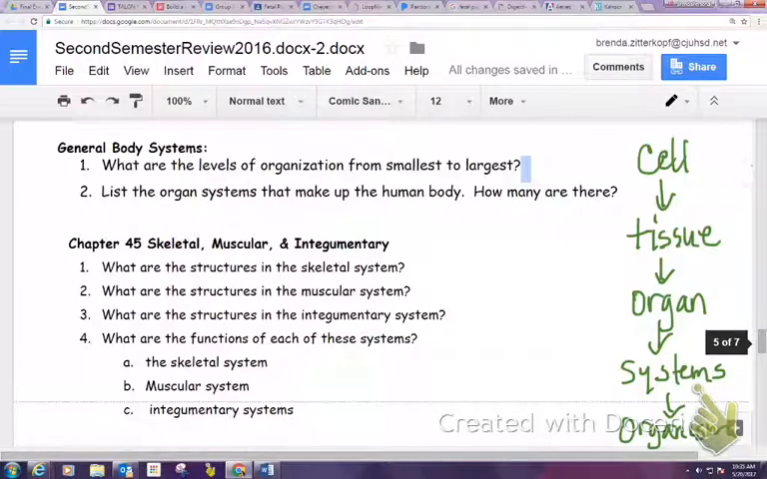our body systems, we're going to talk about the first three here: skeletal, muscular, and integumentary. We took the skeletal and the muscular systems and combined those into one pager. So the structures of the skeletal system would be bones. But not just bones, the connective tissue. So we've got cartilage. And we have ligaments.